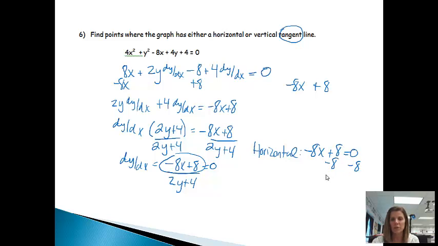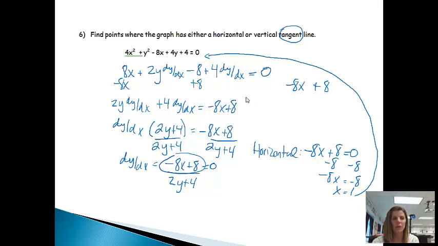So I'm just going to solve for x on this one. So then I end up getting x equals 1. But don't forget on this one, just because I found the x value, now I want to actually go back and find the y value. So we're going to go back into the original equation, way back up, and we're going to go ahead and plug in an x value of 1.